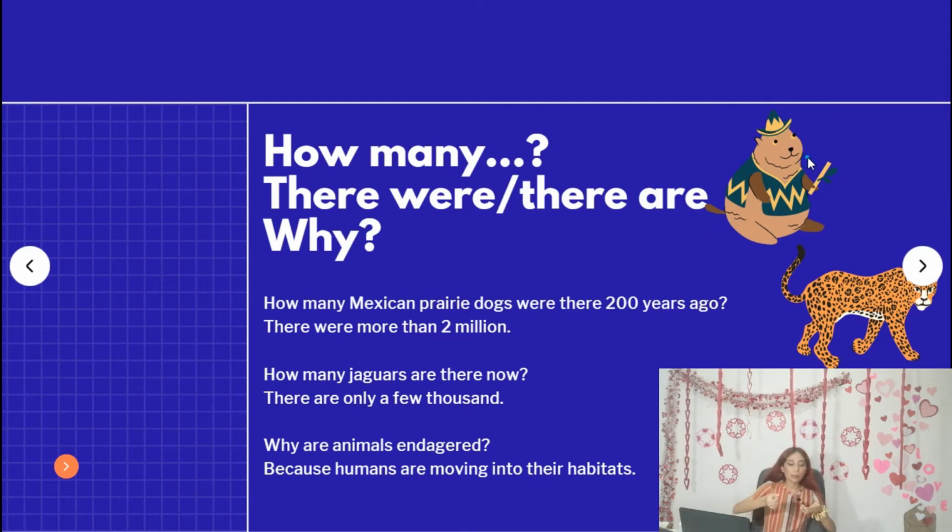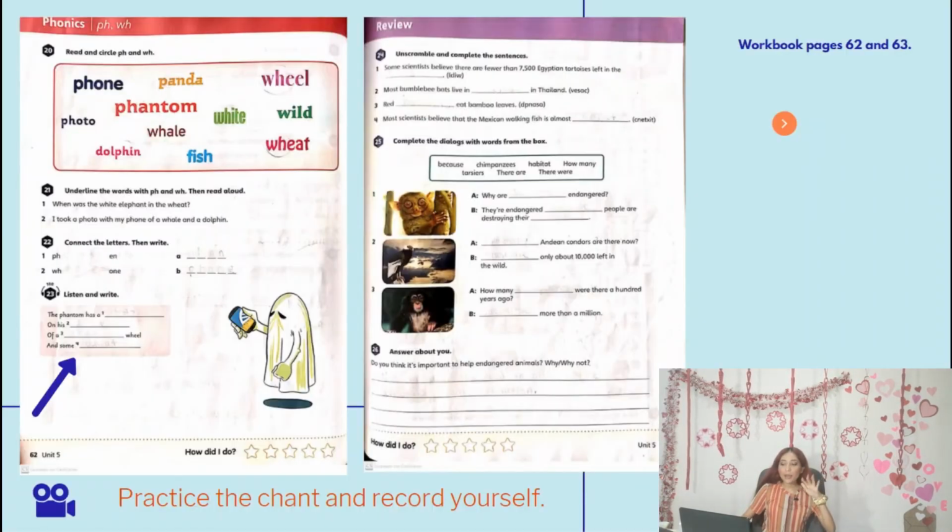If you can't remember that, write it. Present, there are. Past, there were. And it's going to help you. Believe me, I promise that it's going to be perfect. And now we're going to go to the workbook pages 62 and 63.